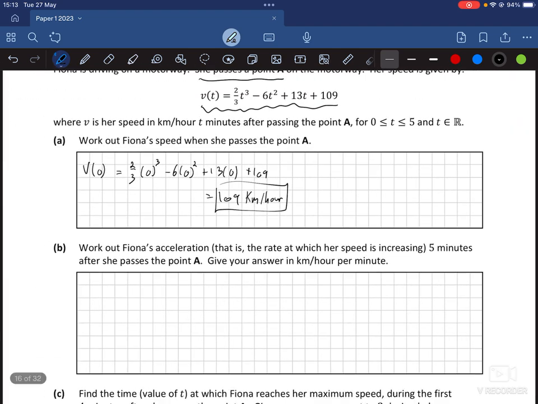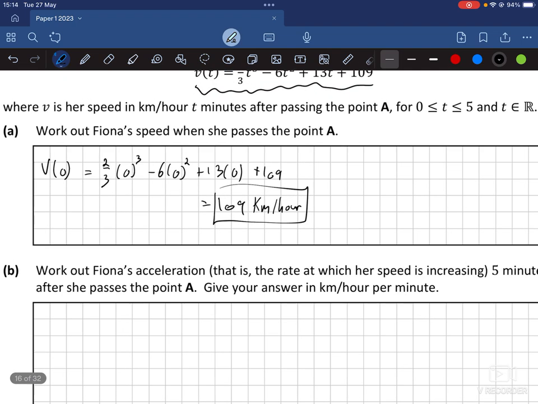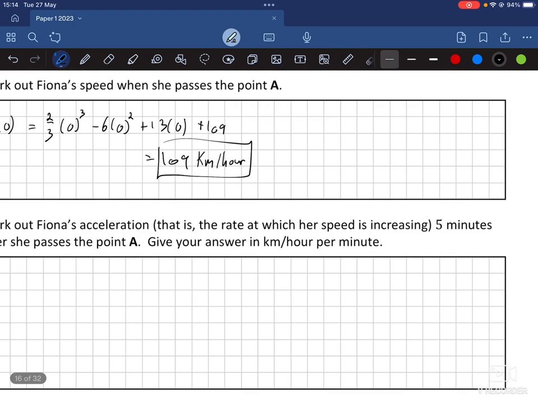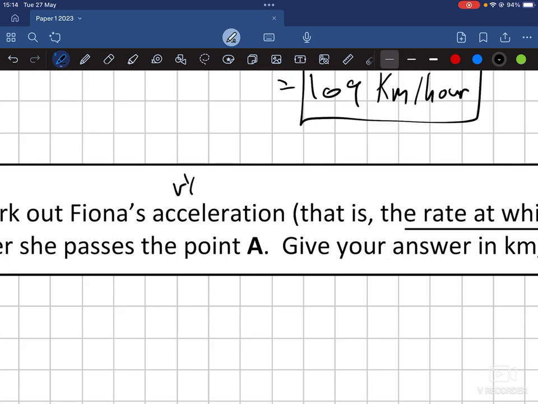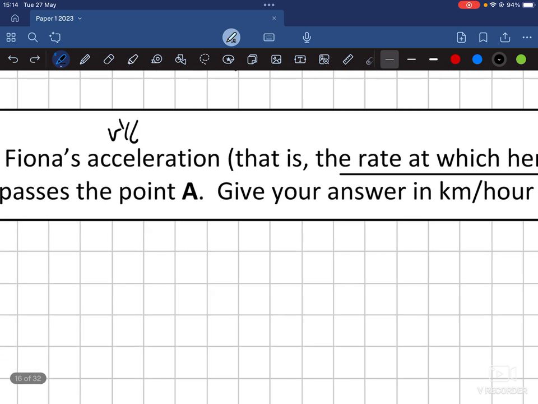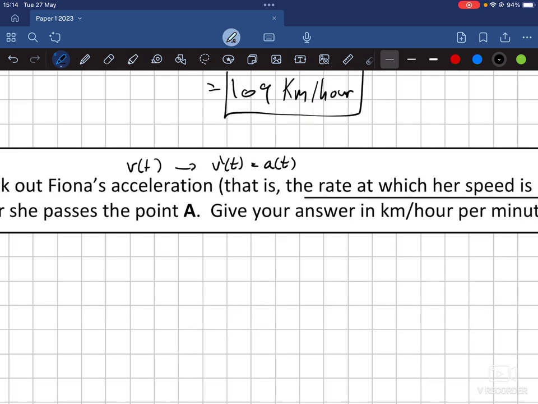Then we're asked to work out her acceleration. I talked about it last week as well. Kind of the whole reason differentiation was invented was for acceleration and velocity or speed. What's important is acceleration is the rate at which your speed is increasing. So acceleration is the derivative of velocity or speed. If we have v of t and we differentiate that, we get v dash of t, which is the same as the acceleration, or a of t we'll call it.